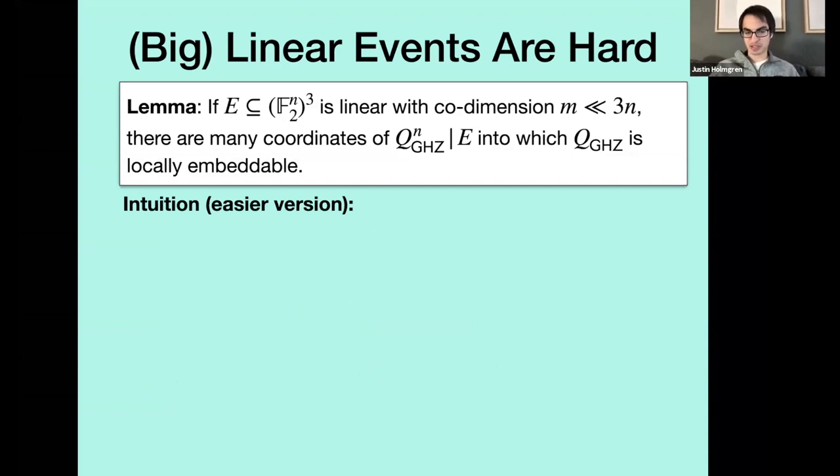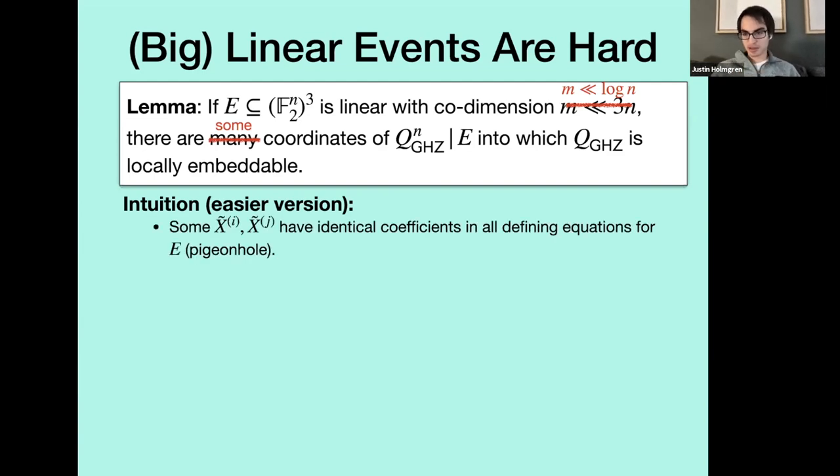I'll try to give a little bit of intuition for this part of the result, but for a simpler version where we let the events be very big, and it'll just show that there's one coordinate where you can do a local embedding. The way that we'll do this is we'll consider a set of linear equations which define your event E. We all know that a linear subspace with codimension M can be defined by M linear equations. So we'll think about what these equations actually are. This isn't unique, but just take some set of linear equations and think about the coefficients for each of the different coordinates. This event is constraining the inputs in different coordinates.